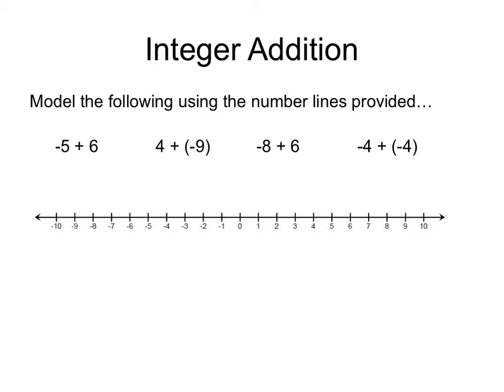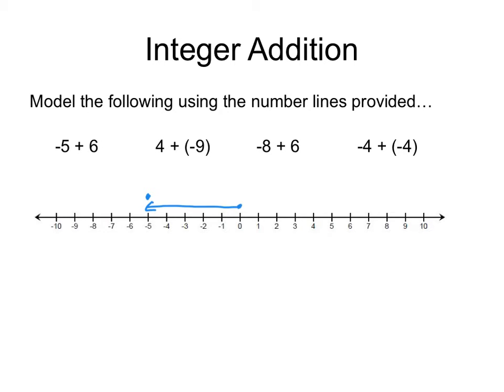All right, in this guided practice, I've asked you to do these on your own, and now we'll go over and check them. So we'll start with the first one. I have negative 5 plus 6. So I start at 0. I go out to negative 5.